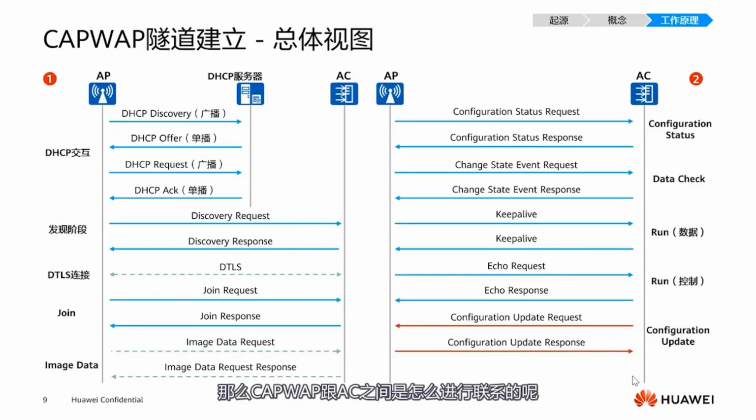So how does CAPWAP connect with the AC? What stages must be passed before the AC allows the AP to come online? Let's look at the overview steps. The first step is DHCP. Initially, the AP does not have an IP address. Without an IP address, it cannot interact with the AC. So the first step is for the AP to obtain an IP address.